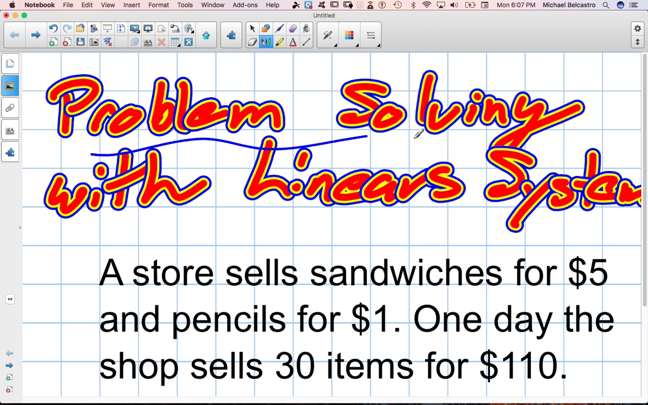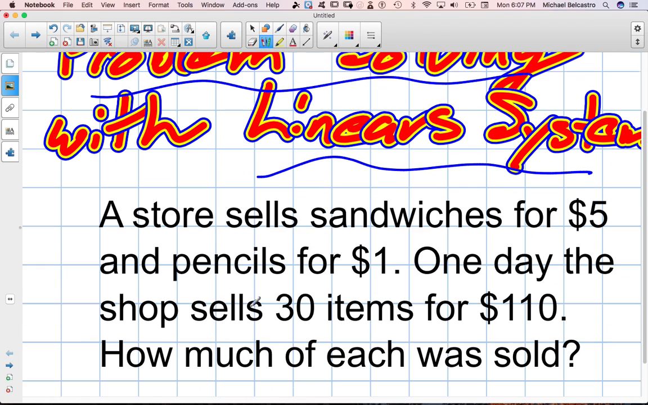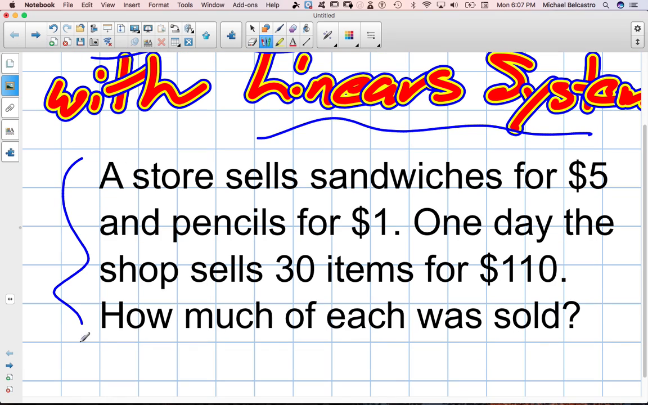This is a problem solving with linear systems. So we're going to read the problem, and usually what I do with the problem is I read it all once, and then the second time through kind of highlight or pick out what's important information, okay?